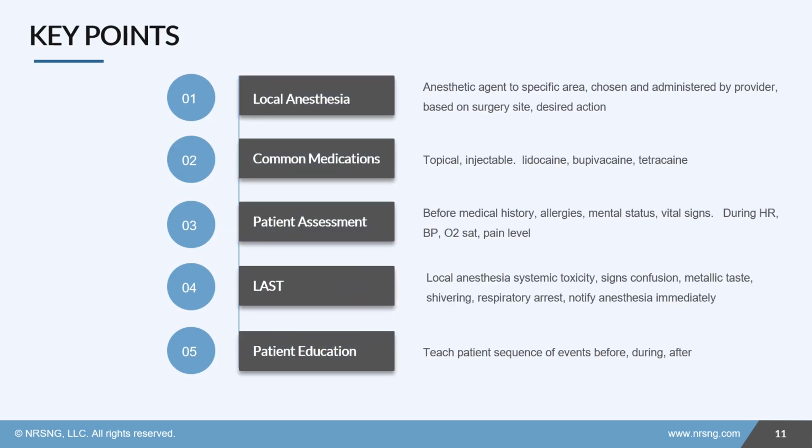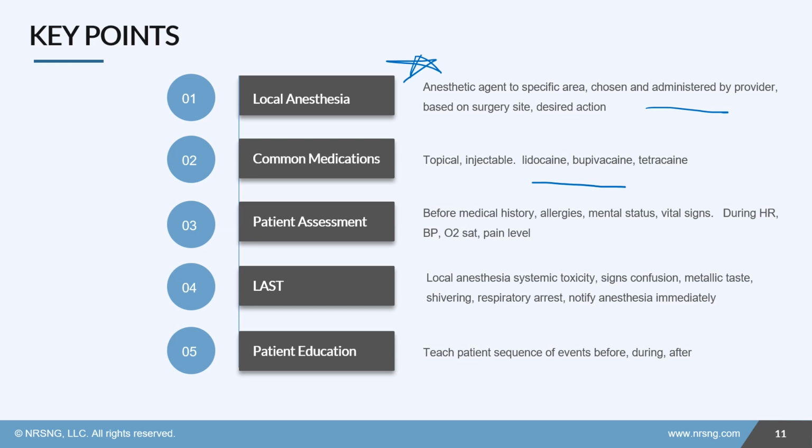Okay, let's look at some key points. Local anesthesia is the application of an anesthetic agent to a specific area of the body so a procedure can occur comfortably for the patient. The provider picks the agent based on the desired action, surgery site, and they also are going to administer it. Local anesthetic agents are topical or injectable. Common medications are lidocaine and bupivacaine.